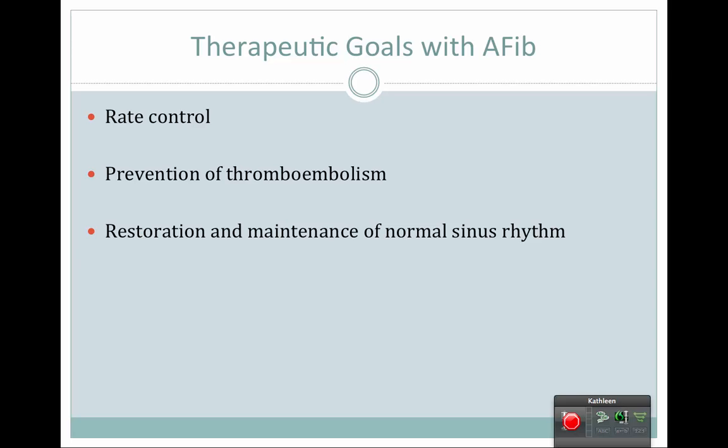Therapeutic goals for atrial fib are rate control, prevention of thromboembolism, restoration and maintenance of normal sinus rhythm. So rate control, clot control, cardioversion. Our goal is to prevent stroke. That's the ultimate goal. We want the rate control, we want to control ventricular rate.